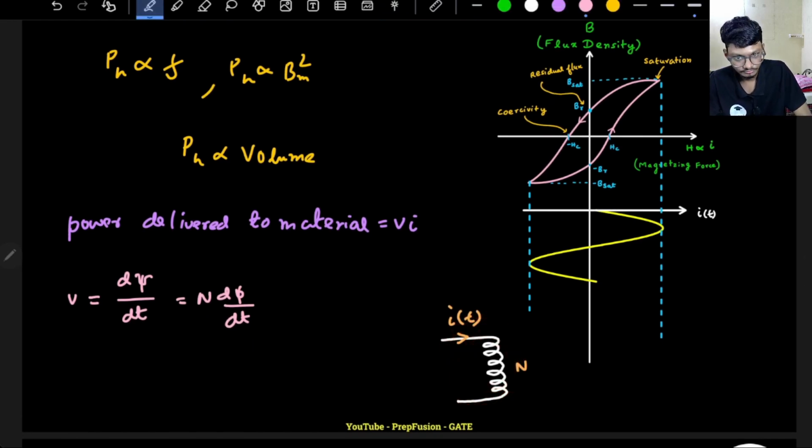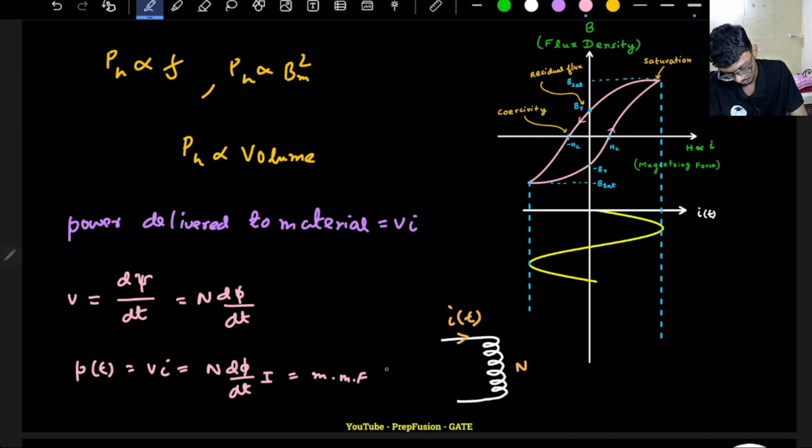And what is I? I is simply I only, right? I is simply I. So what is the power delivered? P of t will be V into I, that is, N d phi by dt into I. So what is Ni? Ni is the MMF, right? N into I is MMF simply, and this is d phi over dt.